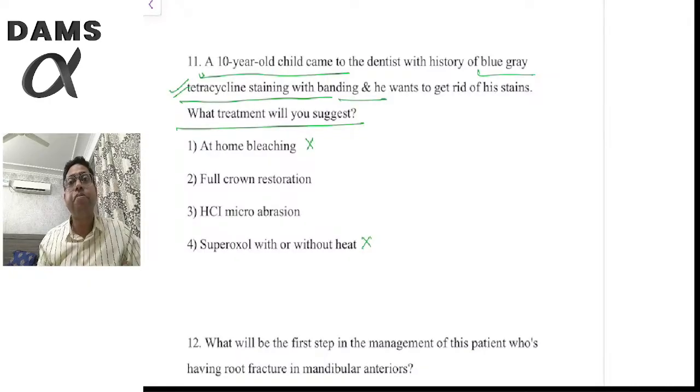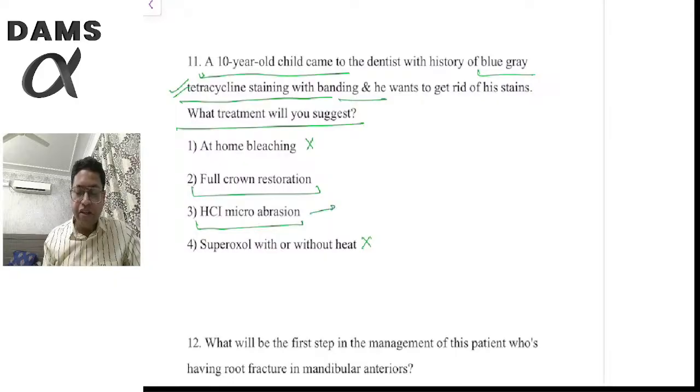Here, deep blue-gray discoloration is there with banding that would not respond to any form of bleaching, whether it is spa bleaching or at-home bleaching. So we rule out options A, 1 and 4. Now two options remain, hydrochloric acid microabrasion and full crown restoration.